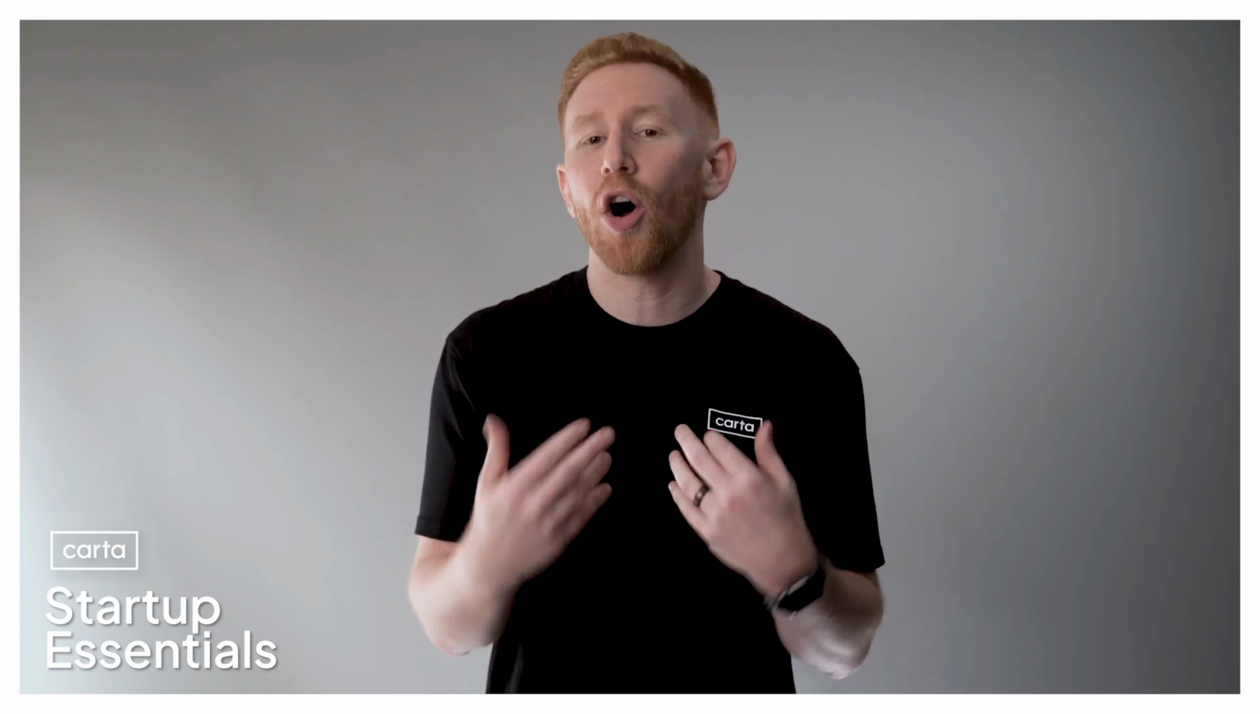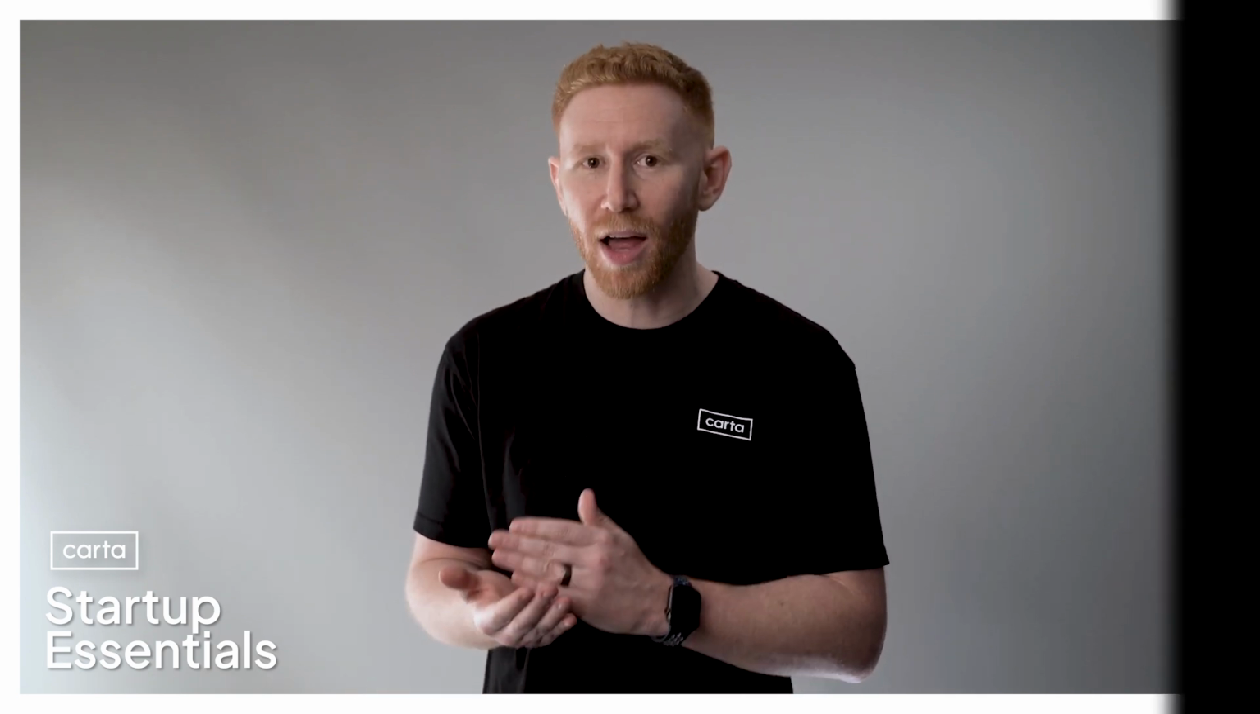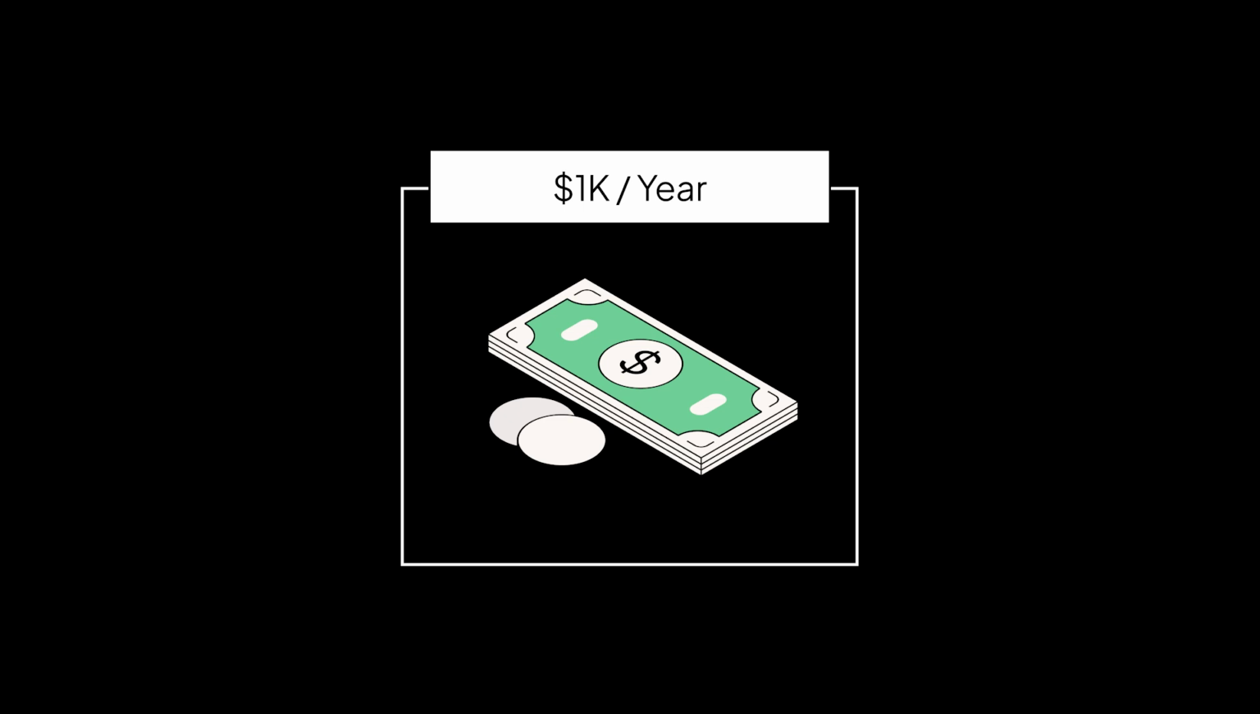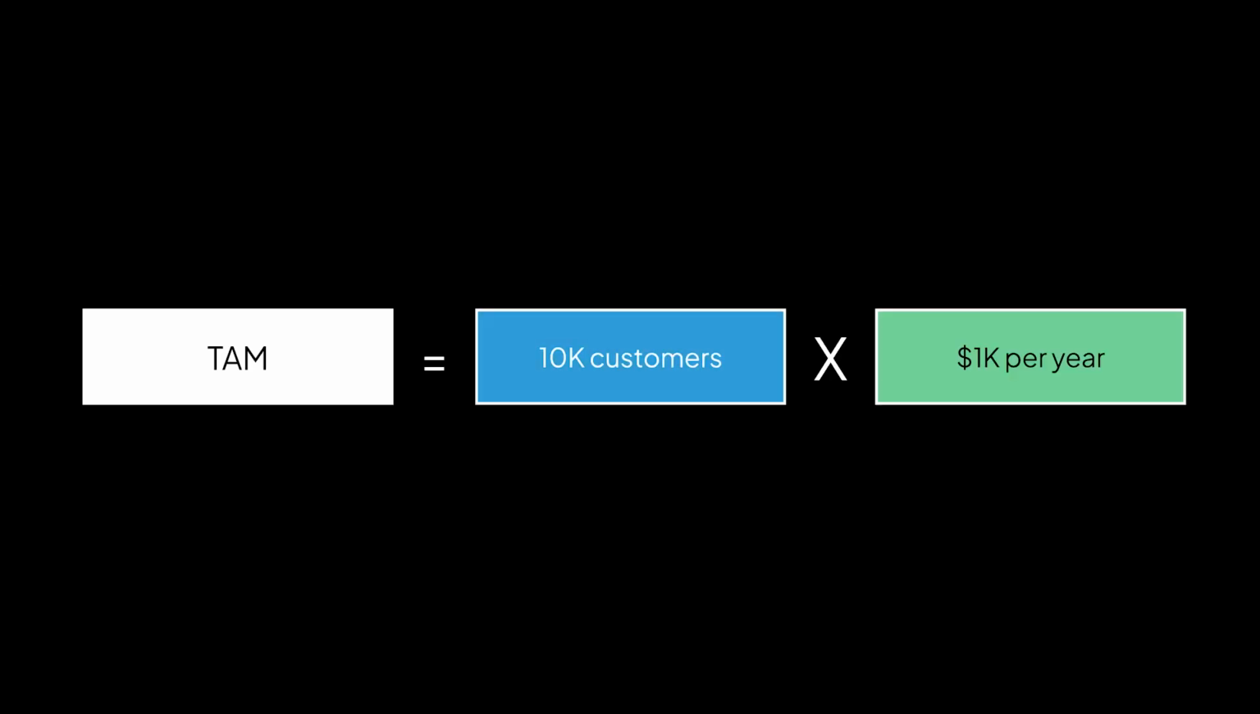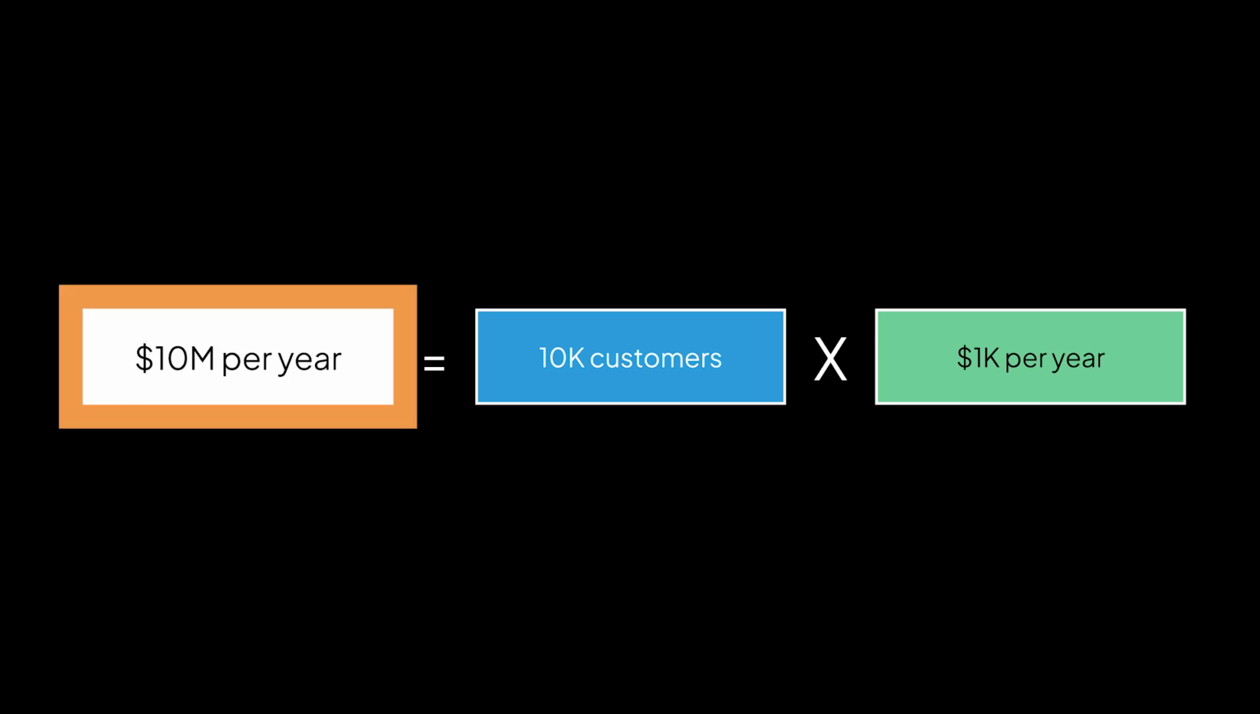Okay, so we've got the first part of our question. Now let's work on the second part. For ease of math, let's say on average, you expect each one of those customers to spend $1,000 on your product every year. So simple equation, 10,000 total customers times $1,000 per customer gives you a total addressable market of $10 million a year. Voila, you've found your TAM.